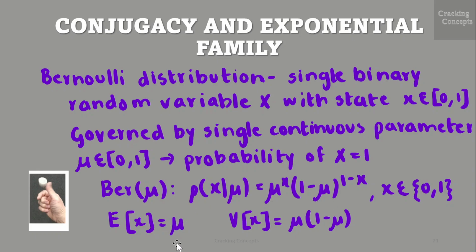Expectation of x is mu, and variance of x is mu into (1 minus mu), where E of x and V of x are the mean and variance of the binary random variable x. An example where the Bernoulli distribution can be used is when we are interested in modeling the probability of heads when flipping a coin.